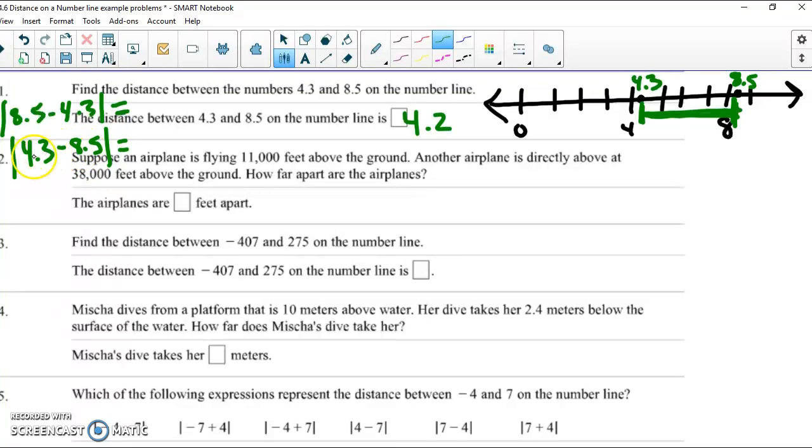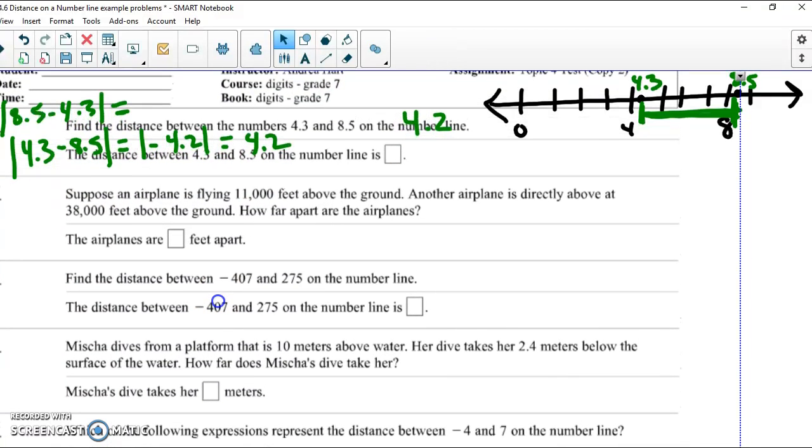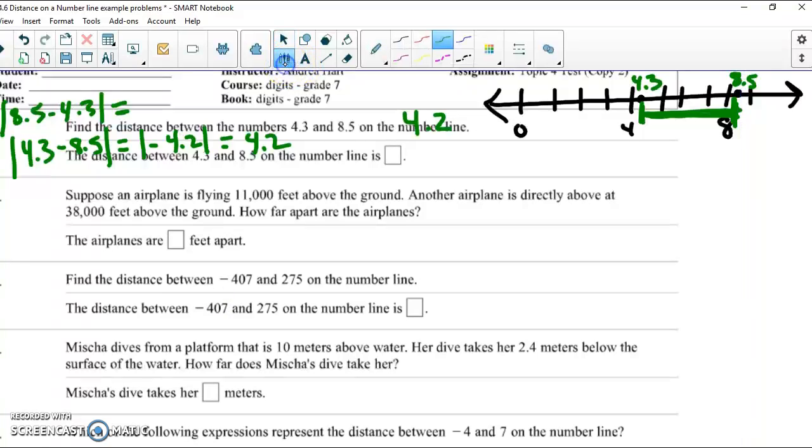So I'm going to go all of 4 and 3/10 back, and then I have another 4 and 2/10 to go. But when I take the absolute value of negative 4 and 2/10, I still end up with positive 4 and 2/10. So in that way, we are describing this distance here, but giving you no information about which value is larger or smaller. So I'm going to go ahead and move this down so we have some fresh space to work.